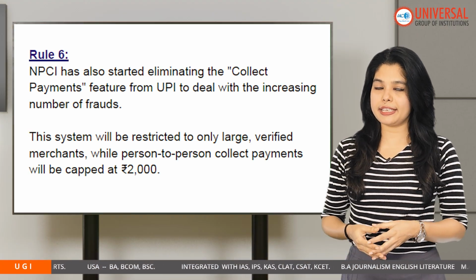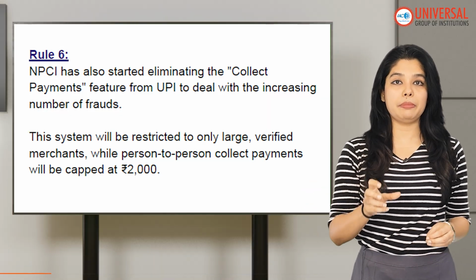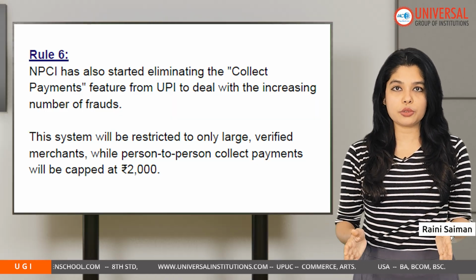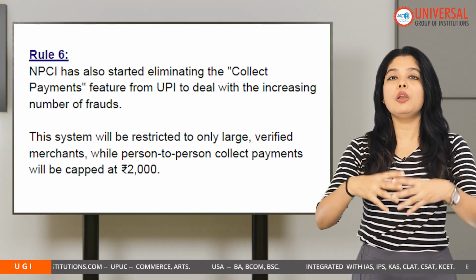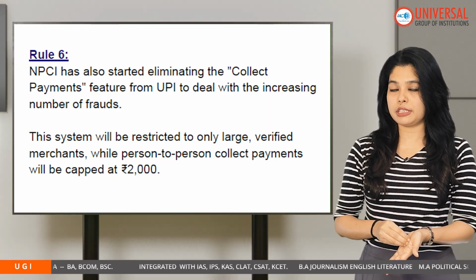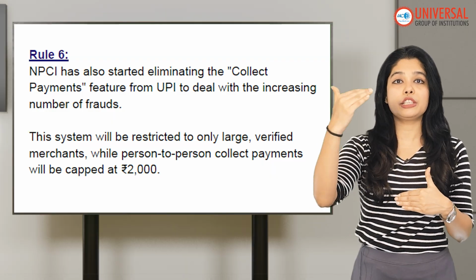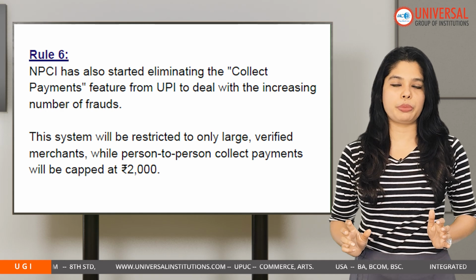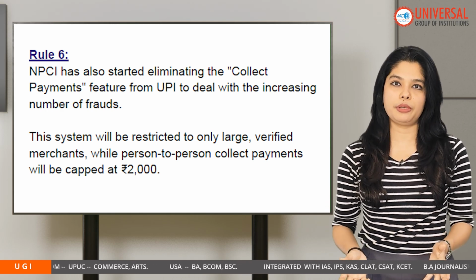Rule 6 says that NPCI is now trying to eliminate the collect payment option. They are saying that only big merchants and big businessmen who have a lot of transactions in a day, in lakhs and crores, can use this facility of collect payment. But for person to person transfers, like if I want to send money to my mother, my sister or my friends, there will be a cap of 2000 rupees in UPI transactions. They are trying to implement this from 1st of April.